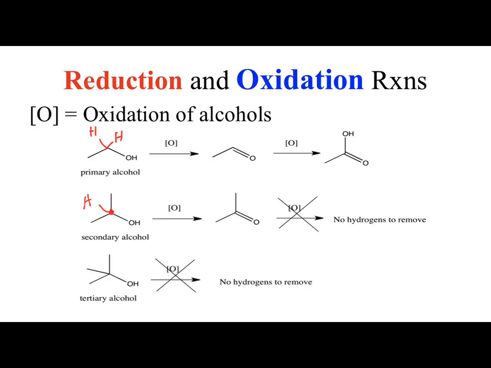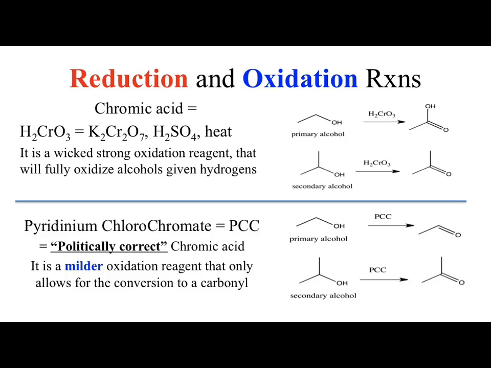The two reagents that you're responsible for as far as your oxidation reactions go would be chromic acid and PCC. When you think chromic acid, you should be thinking carboxylic acids. Okay? So if you need to make a carboxylic acid functional group, chromic acid is the way to go.